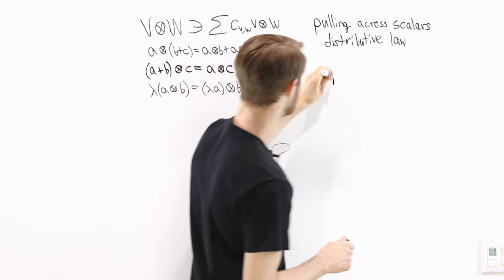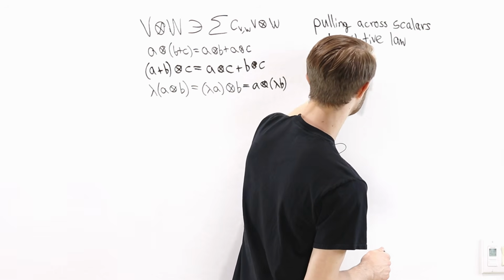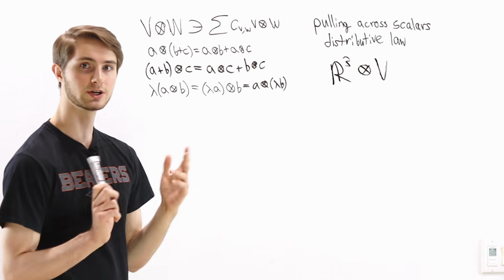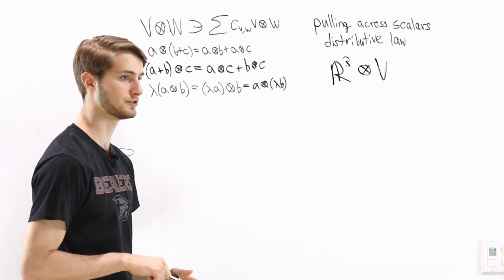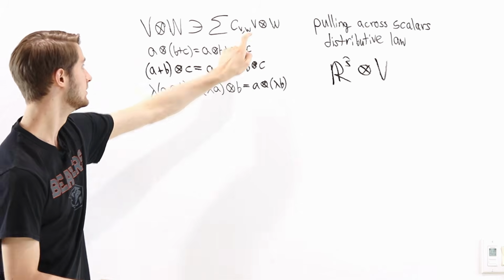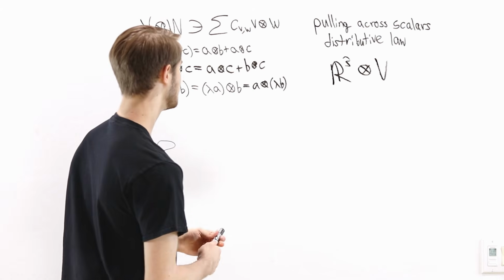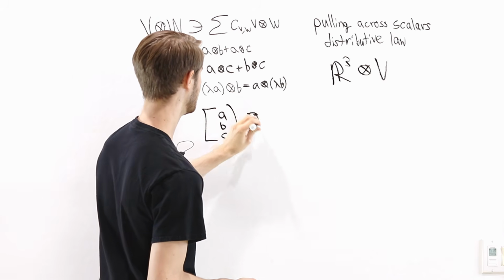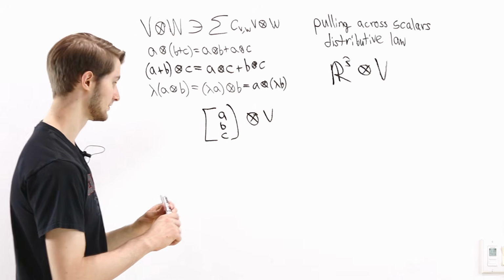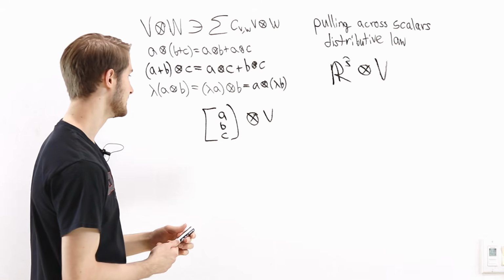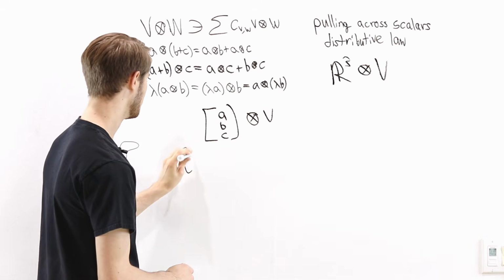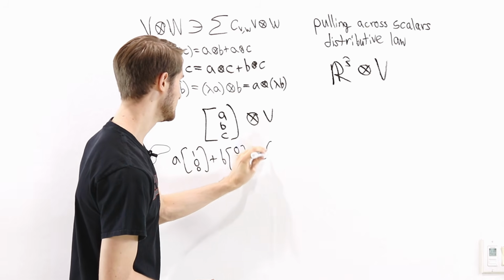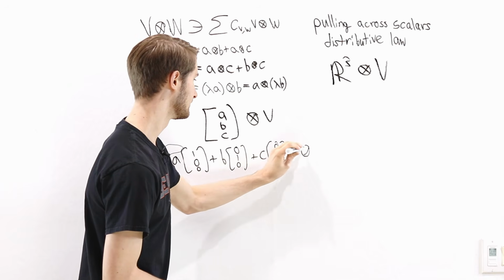More generally, let's look at the tensor product R3 tensor V for V some arbitrary vector space. Just like before, we'll look at the pure tensors, and we know that any element of the tensor product will be a linear combination of those pure tensors. So a pure tensor in R3 tensor V is going to look like the vector (a, b, c) tensor some vector v in that vector space. Now we can write (a, b, c) as a times (1, 0, 0) plus b times (0, 1, 0) plus c times (0, 0, 1).